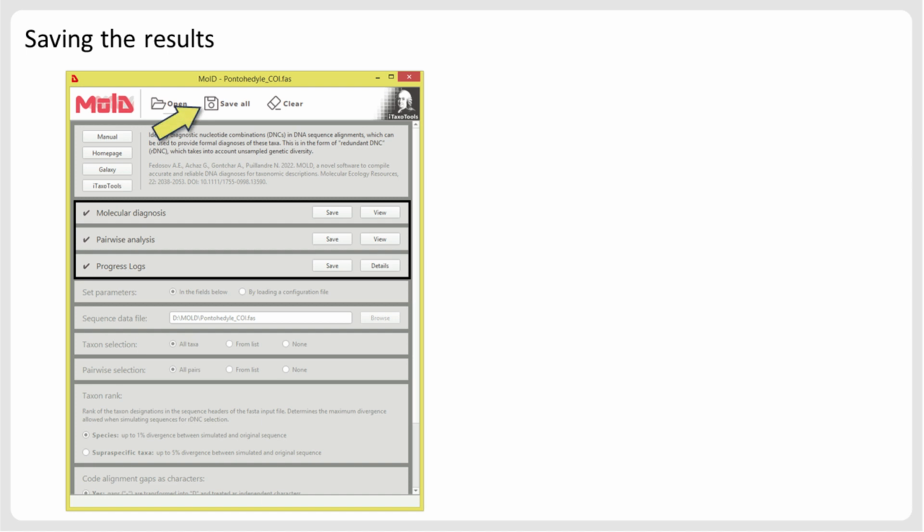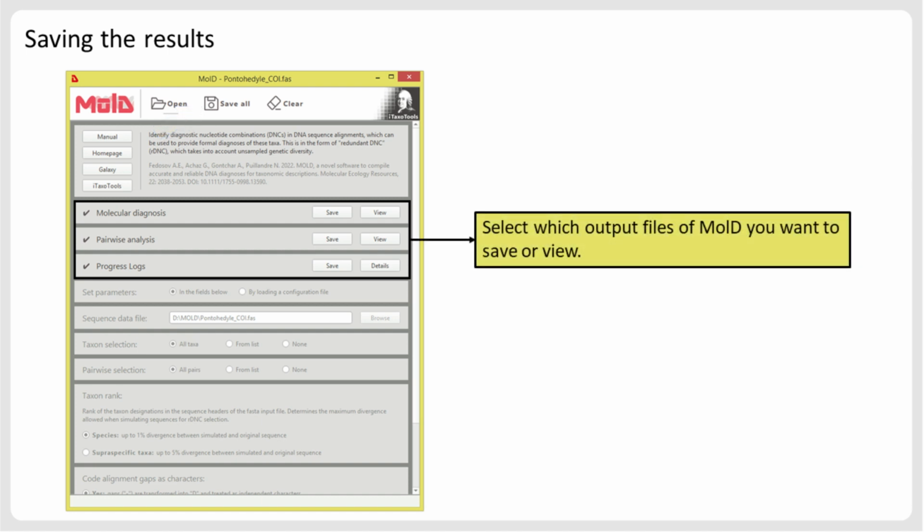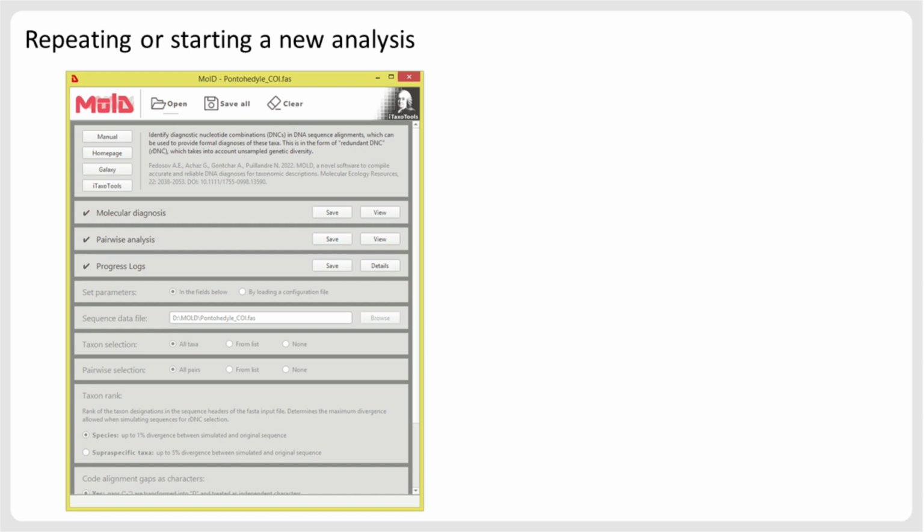You can either save all the output files by using the upper Save All button, or you can use the Save or View buttons to inspect or save only the files of interest. If you want to repeat the analysis with different settings or start a new analysis, simply click the Clear button to return to the starting window. In case you encounter issues at this stage, such as memory constraints when analyzing a very large file, you may need to close and restart the program.